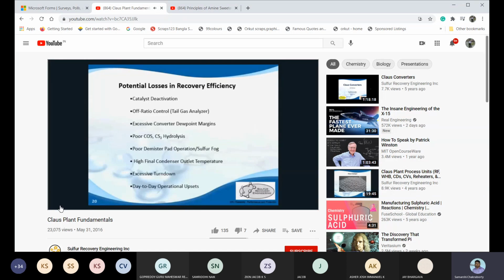Excessive converter dew point margins. We want to maintain a nice little 10 degrees centigrade margin above the dew point temperature in converters 2, 3, or 4. Converter 1 will run hotter so that we can promote hydrolysis of COS and CS2. Which brings us to the next potential loss. If we have poor hydrolysis, that's a major contributor to losses.